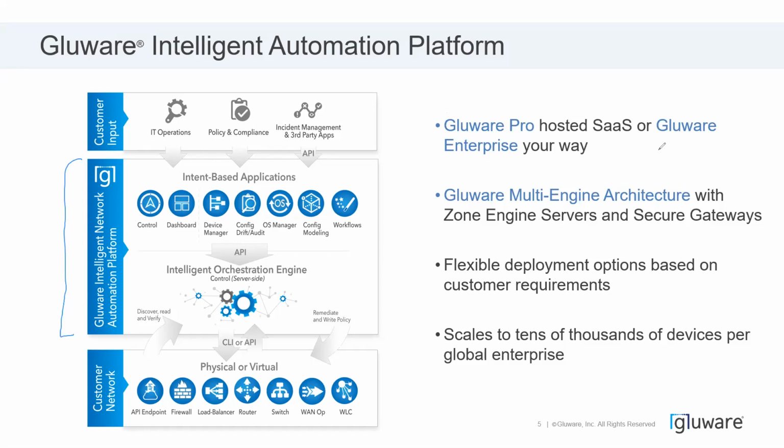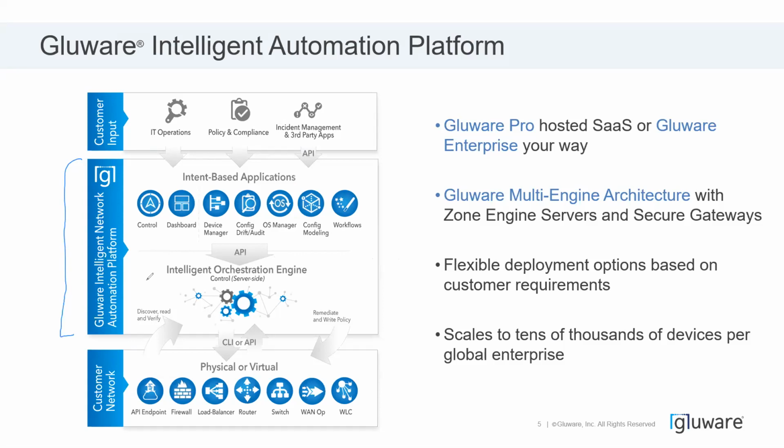With Glueware Enterprise, we say it your way, because it could run in your cloud or in a public cloud. Most folks install on-prem as one or more virtual machines, and it is highly scalable because it leverages the Glueware zone engines. The zone engines enable the distributed power of Glueware throughout your network. If you're a global organization with a network or a data center in Europe, EMEA, and China, you could have Glueware zone engine servers running and handling the workloads in a distributed manner. So Glueware is highly distributed.